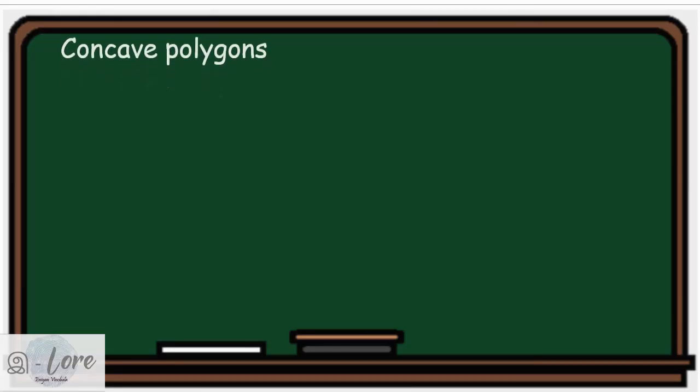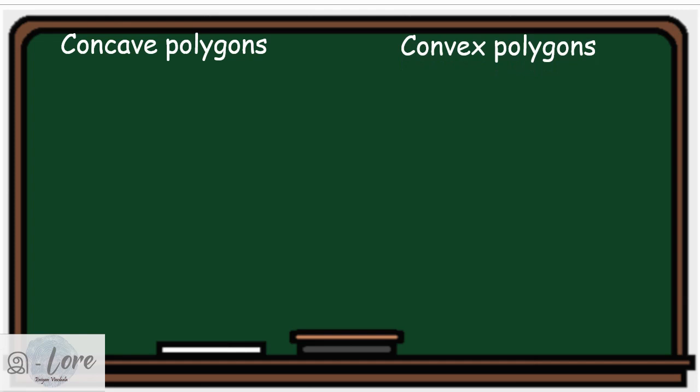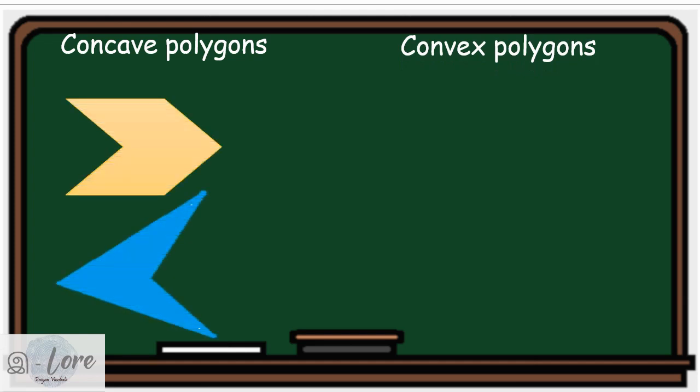Next, based on diagonals, polygons are divided into two types. The first is the concave polygon, and the second is the convex polygon. What is the difference between concave and convex polygons? Looking at the figures, the first two figures represent concave polygons. Do you have any idea about concave polygons? Yes, not all the diagonals lie inside the polygon. As explained in the previous pictures, the third figure has one diagonal lying outside. Such figures come under concave polygons.